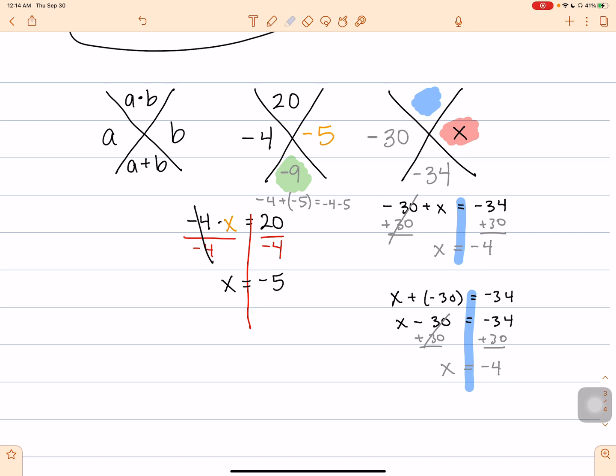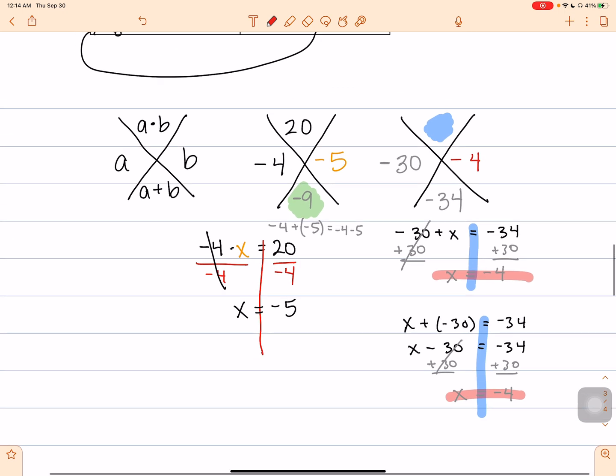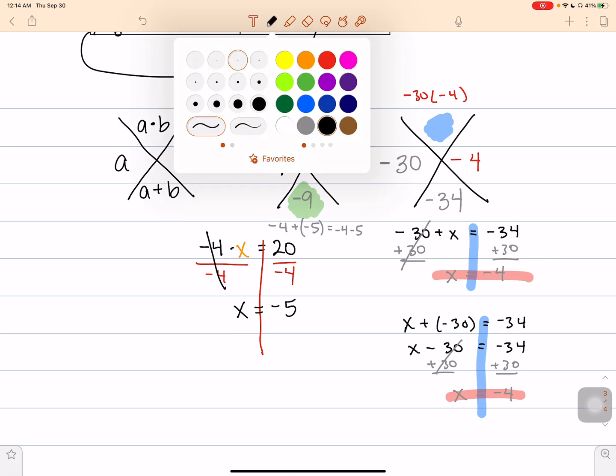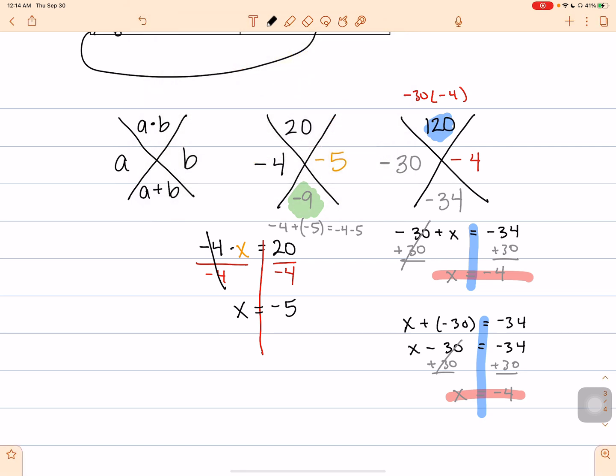So once you know that X equals -4, then you can put that here on the right, -4. And now to get the top, you can do -30 times -4. And if you did that in your calculator, you would get positive 120 as your answer up there. Okay, so those are just little tricks for diamond problems.